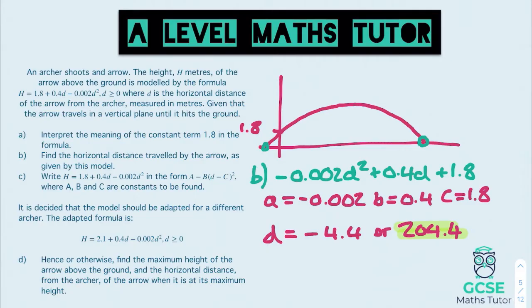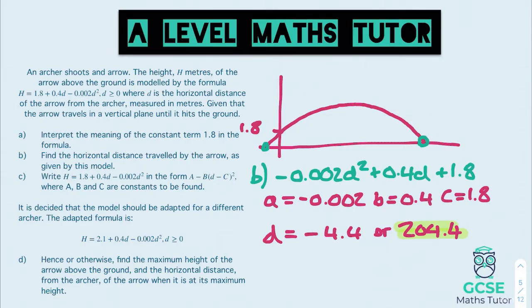Right, there we go. So that is part B, and now we'll have a look at part C. It says for part C, write H, our formula there, in the form a minus b brackets d minus c squared, where a, b and c are constants to be found. So that's obviously asking for us to find the completed square form of this particular model.